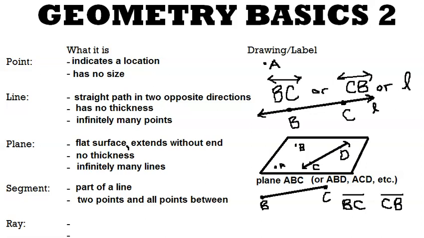Segments don't, so we don't draw arrows in a segment. So when we're naming it, you could name it either segment BC or segment CB, depending on your mood.